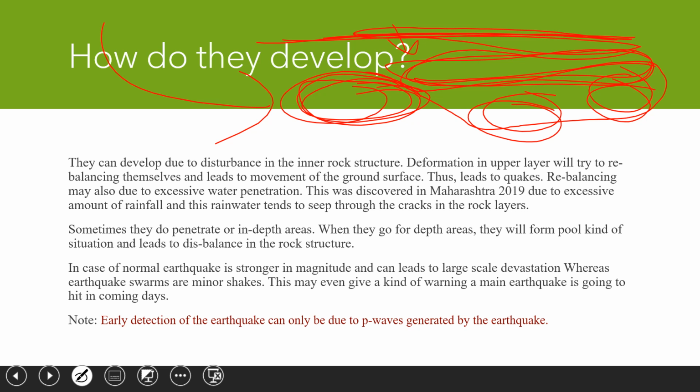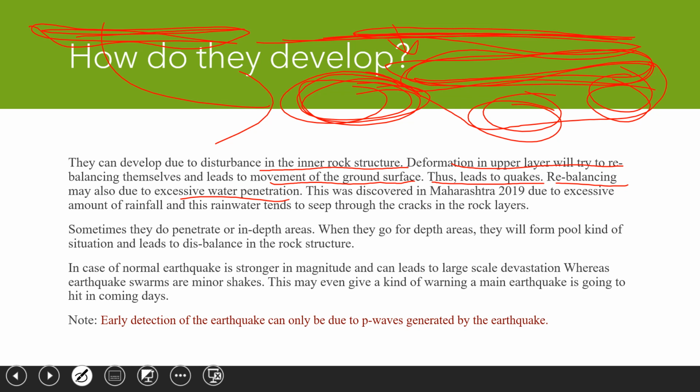So in this slide, earthquake swarms can develop due to disturbance in the inner rock structure. Deformation in the upper layer will try to rebalance itself and leads to movement of the ground surface. I have explained that in the form of accumulation of water. Even if, let us suppose, there has been some disbalancing in the upper layer only because of human interference, the rock structure will try to balance it, and it may cause quakes. Thus this will lead to quakes. And rebalancing may also be due to excessive water penetration.